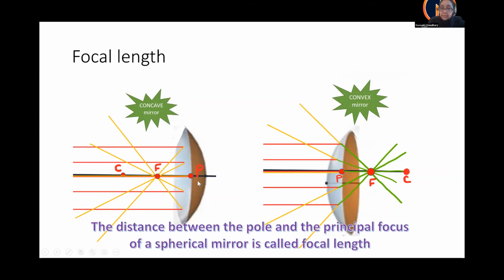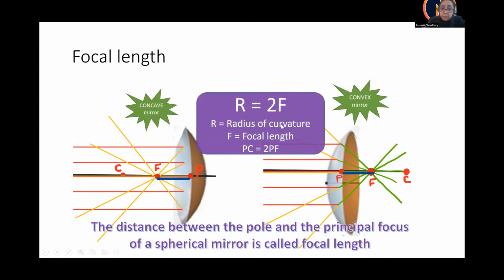You can see this is an example of a concave mirror where the distance between P and F, PF, we call it the focal length. So for both cases, the direction may be opposite, but the focal length is the distance between the pole and the principal focus of any spherical mirror. Okay. Now, you can see that they are in opposite directions.